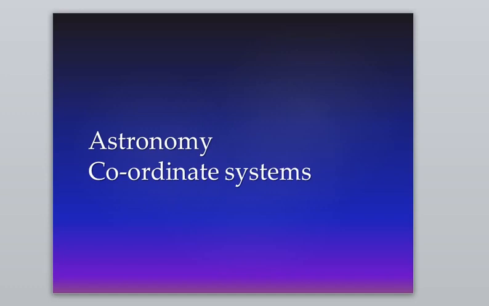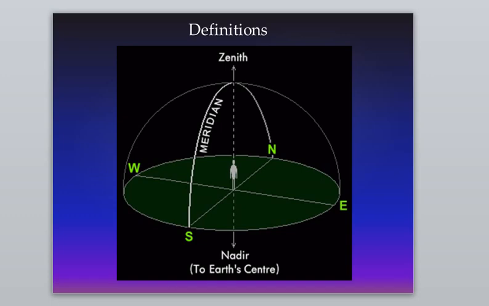Okay, this video is going to look at the coordinate systems we typically use in astronomy. So we need to start off with some definitions. From the observer's viewpoint, the point directly above the observer is called the zenith, and there's an imaginary line that goes directly from the north horizon all the way up through the zenith to the southernmost point of the horizon. This is called the meridian line.